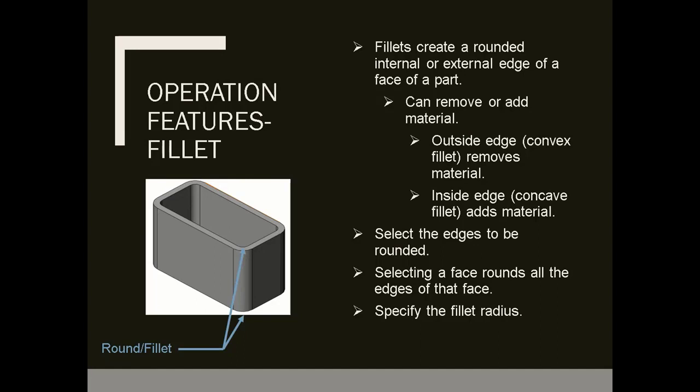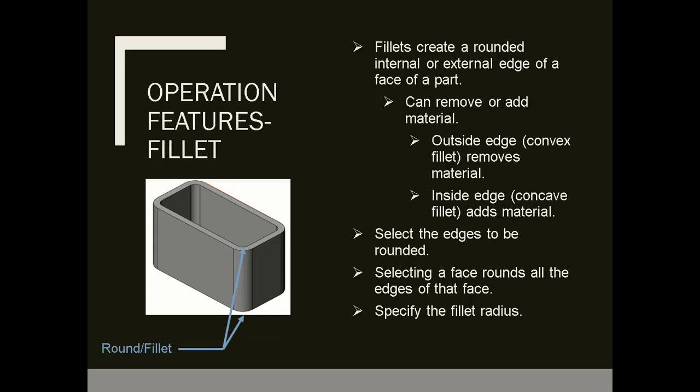So focusing on operation features, let's talk about the fillet or a round. They create rounded internal or external edges of a face of a part. It can remove or add material. If you're having an outside fillet, so a convex fillet, it removes material. If you're having an inside fillet or a concave, it will add material.